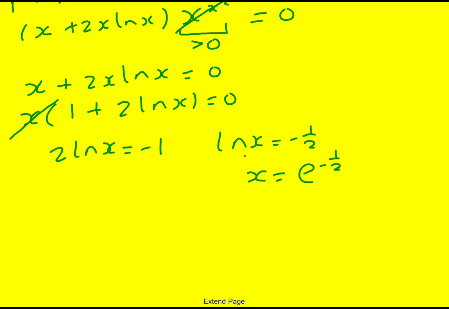That's actually how I left it, and it's absolutely fine. You could write it as 1 over e to the half, and therefore 1 over the square root of e. That's potentially slightly neater, but both are absolutely fine.